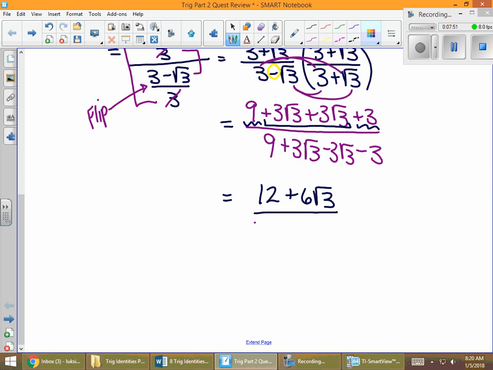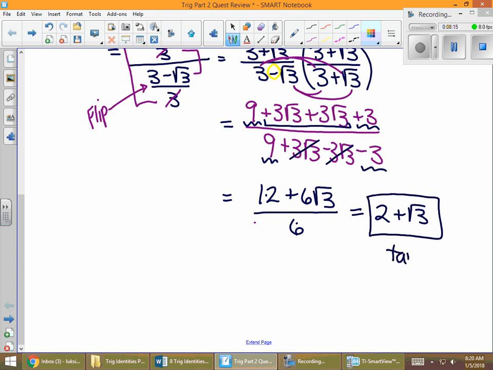In my denominator, my middle terms cancel. I have 1 positive and 1 negative, 3 radical 3. And then I can combine 9 minus 3 is 6. And then I can do that division. Make sure you divide both places. 12 divided by 6 is 2. 6 radical 3 divided by 6 is radical 3. We did all that work to find tangent of 5 pi over 12.